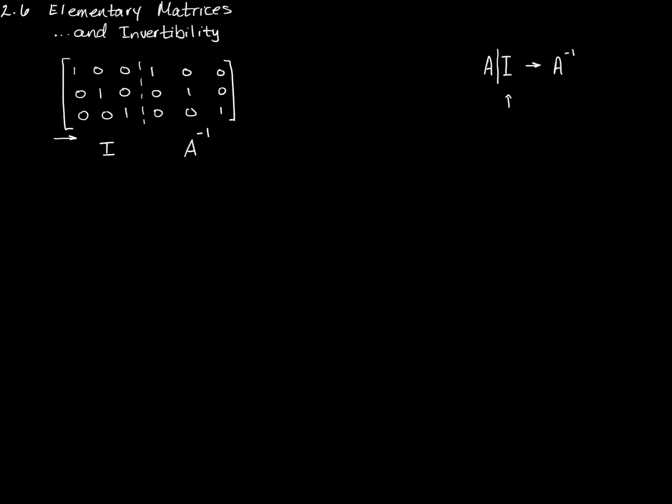I know that seems trivial, but the point here, at this stage, is to demonstrate that the identity matrix has an inverse. The identity matrix is what we call invertible.